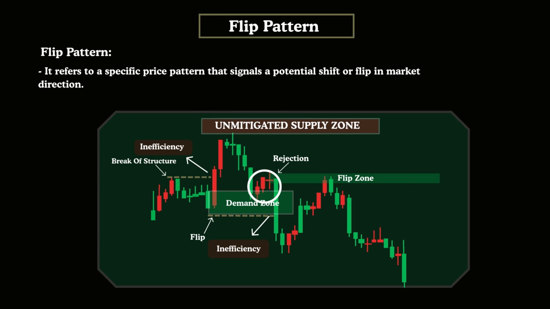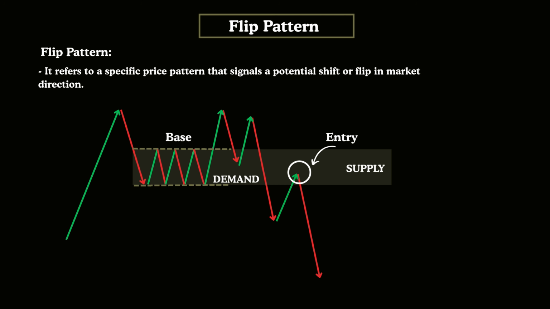Why the flip pattern matters. The flip pattern reflects a real-time shift in institutional interest. It's a footprint that shows where smart money is absorbing liquidity and flipping zones to trap retail traders. Mastering this concept allows you to spot early entries before a major move unfolds, with clear risk management around the flip zone. Generally, a flip pattern occurs when a previous supply or demand zone is violated in the opposite direction, resulting in a change in its market role, from supply to demand or vice versa. These shifts are referred to as flip zones, and they reflect a fundamental change in market sentiment and order flow.